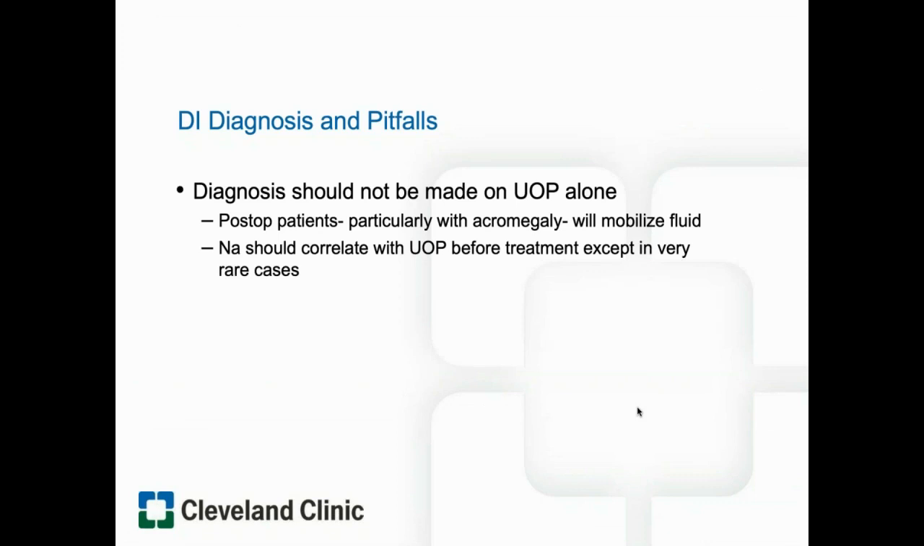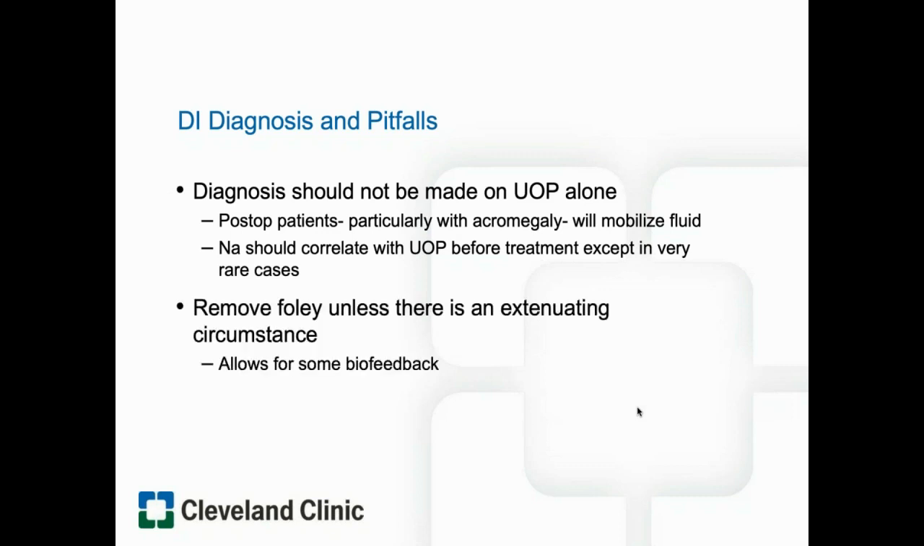A couple of things are pitfalls, as I mentioned, in patients with acromegaly. If they get a successful drop in their GH level, their bodies are used to retaining fluid, and they'll start having a diuresis, or increased pee, just from mobilization of those fluids, and that doesn't affect the salt concentration in the blood.